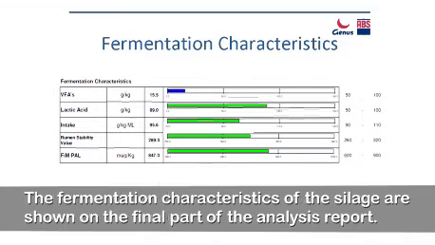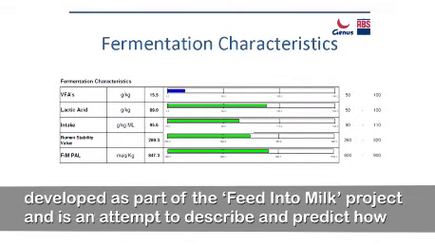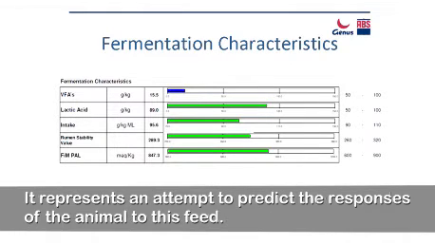The fermentation characteristics of the silage are shown in the final part of the analysis report. This is a more recent addition to the information supplied as part of the analysis and was developed as part of the Feed into Milk project in the early 2000s and is an attempt to describe and predict how well the silage will be eaten by the animal and its likely impact on rumen function. It represents an attempt to predict the responses of the animal to this feed.